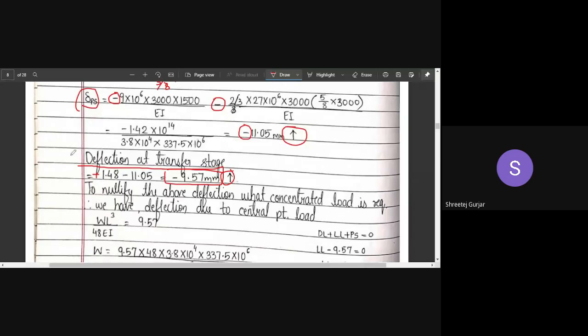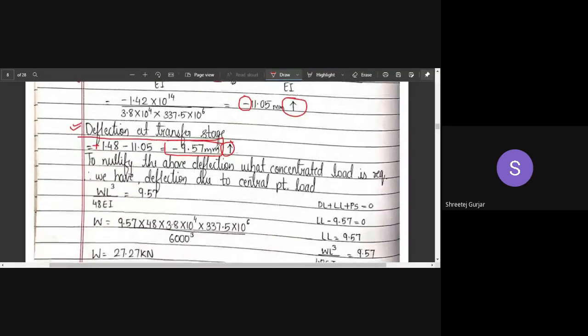Okay, so this is the deflection caused at transfer stage. The second part of the question was, you have to find the concentrated load WL, which should nullify this minus 9.57 deflection. You have to find the concentrated load which is acting on the beam.